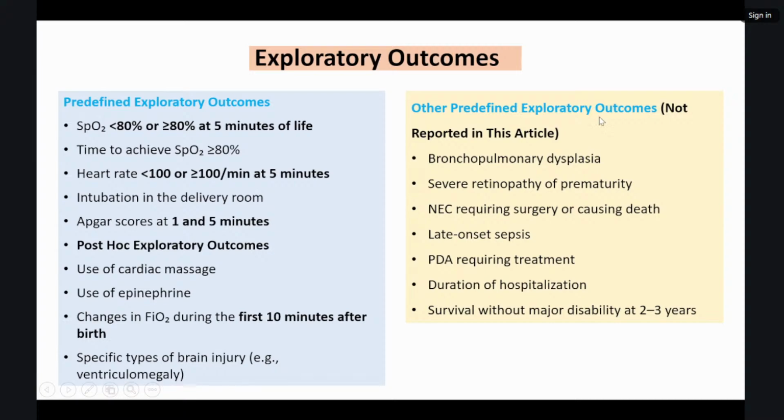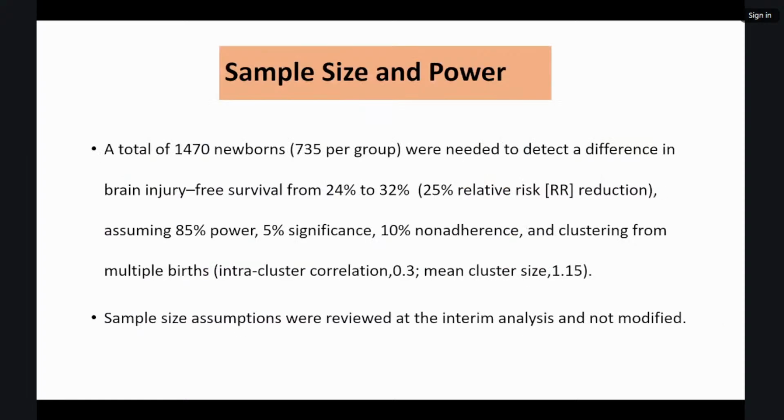Other predefined exploratory outcomes which were not reported in this trial are BPD, ROP, NEC requiring surgery or causing death, late onset sepsis, PDA requiring treatment, duration of hospitalization, and survival without major disability at 2 to 3 years of age. So sample size: a total of 1470 newborns, 735 per group, are needed to detect a difference in brain injury-free survival from 24 to 32%, with a relative risk reduction of 25%, assuming a power of 85% with a 5% significance level, and 10% non-adherence and clustering from the multiple births.